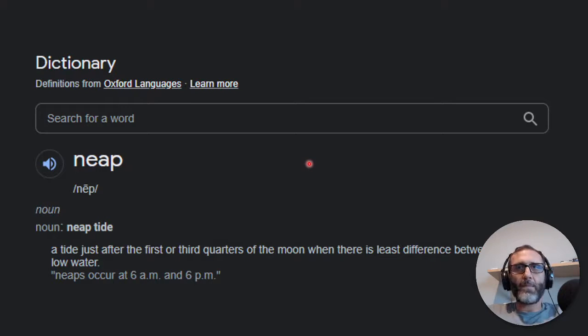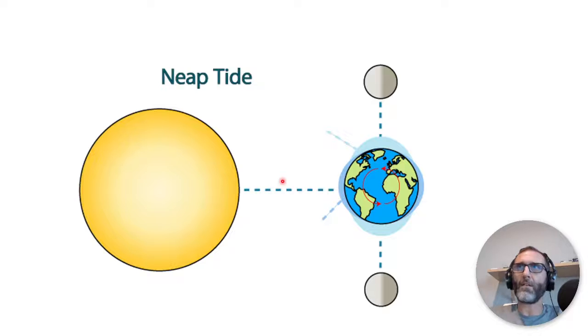There's a couple different terms when we start talking about tides, just so when you're talking with someone later and they're trying to explain neap tides to you, and spring tides, also known as king tides, lunar tides, solar tides. You'll hear all these terms, right? And some of them are synonymous with other terms. But a neap tide is a tide just after the first and third quarters of the moon, when there is least difference between high and low tides. Neaps occur at 6 a.m. and 6 p.m. They only occur twice per month, all right?